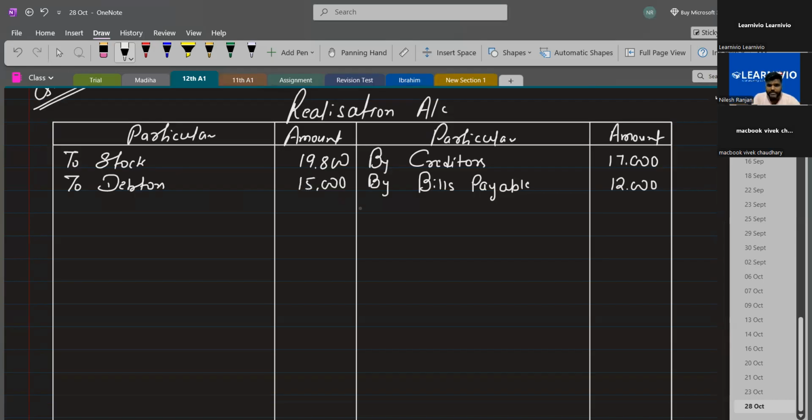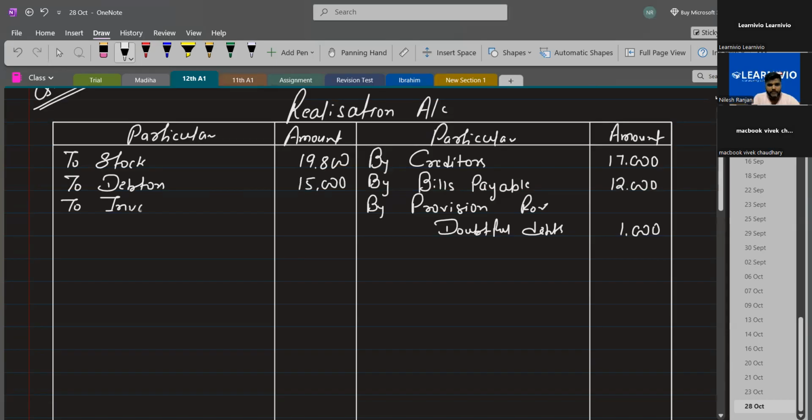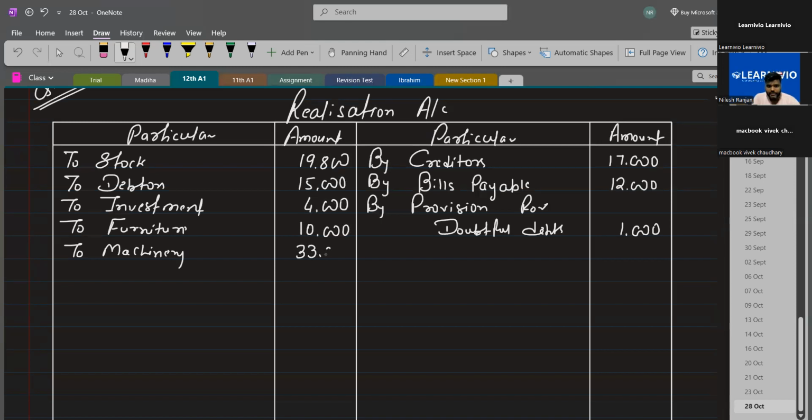Debtors 15,000, and there is a provision related to debtors. So the provision will be written on the credit side. Provision for doubtful debts, 1,000. Investment, furniture and machinery. So to investment, to furniture, to machinery. Amount is 4,000, 10,000 and 33,000. Is this clear?